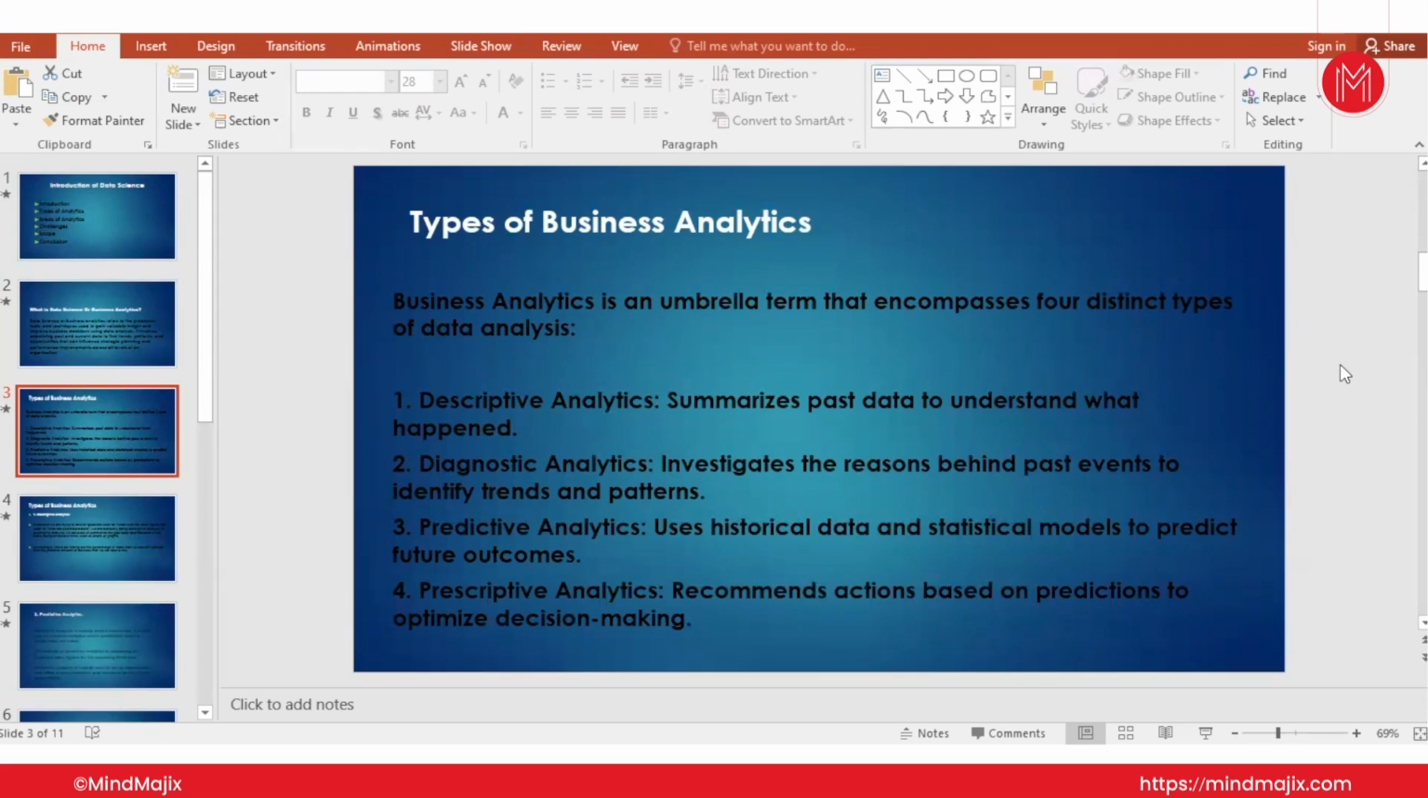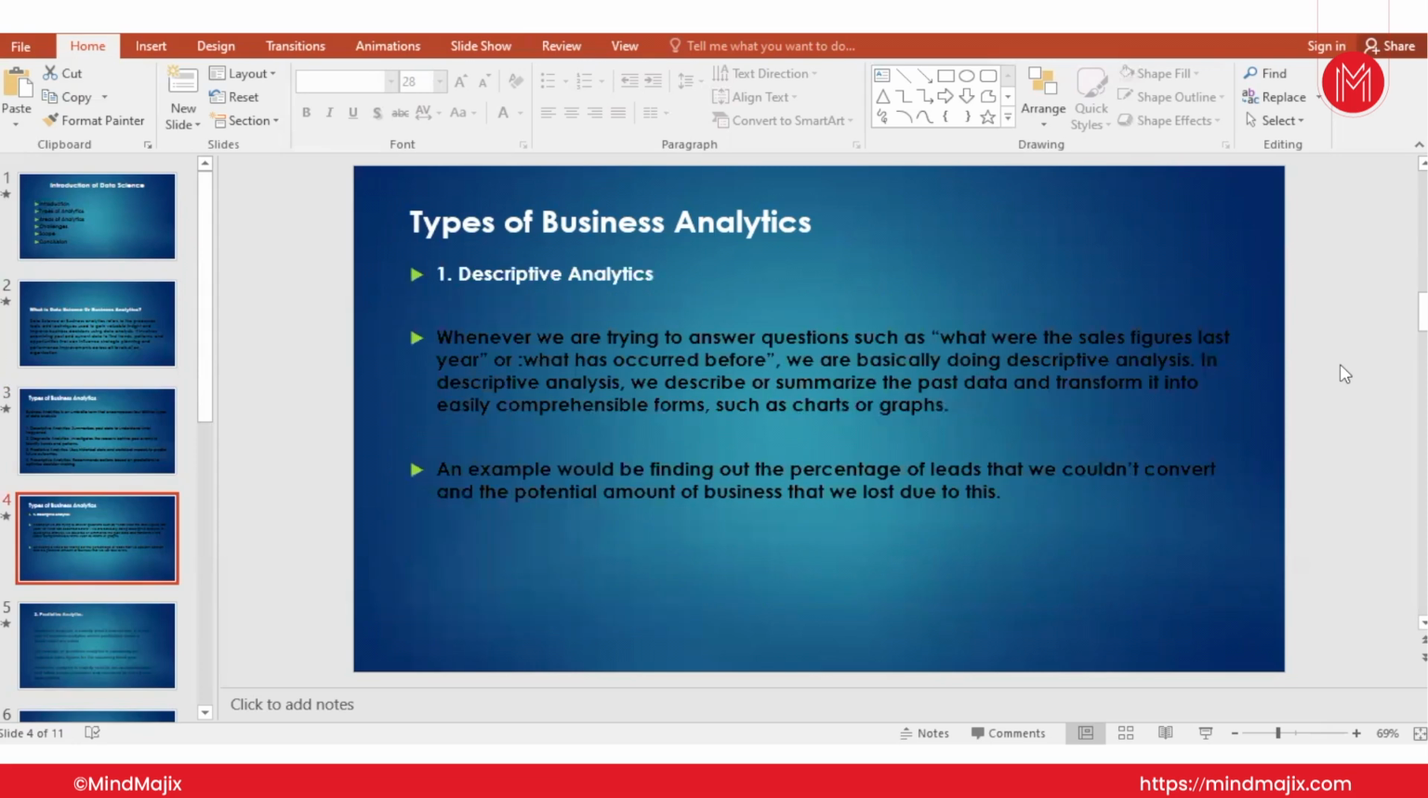Like what the future outcomes are for a particular organization or particular objective. And prescriptive analytics recommends actions based on the predictions to optimize decision making. So in that analytics, we recommend some actions based on predictions and try to optimize decision making. Let's get a deeper insight into these analytics.